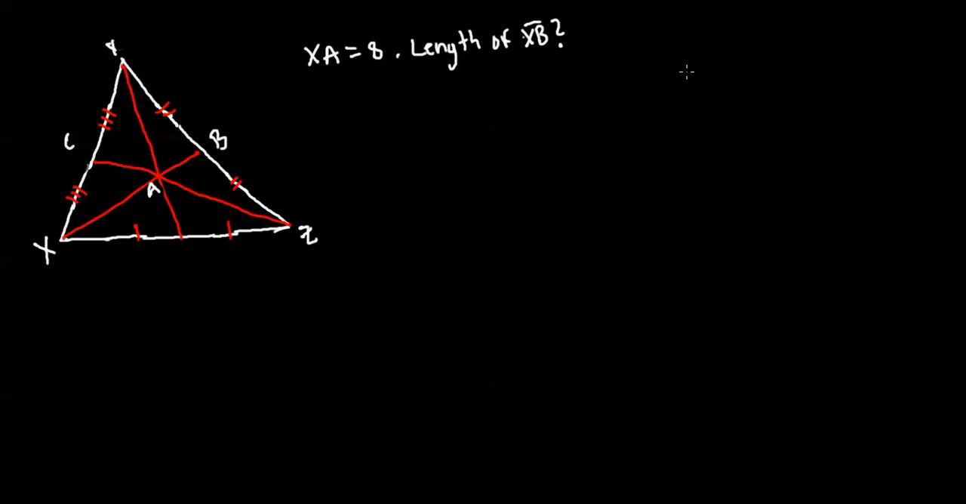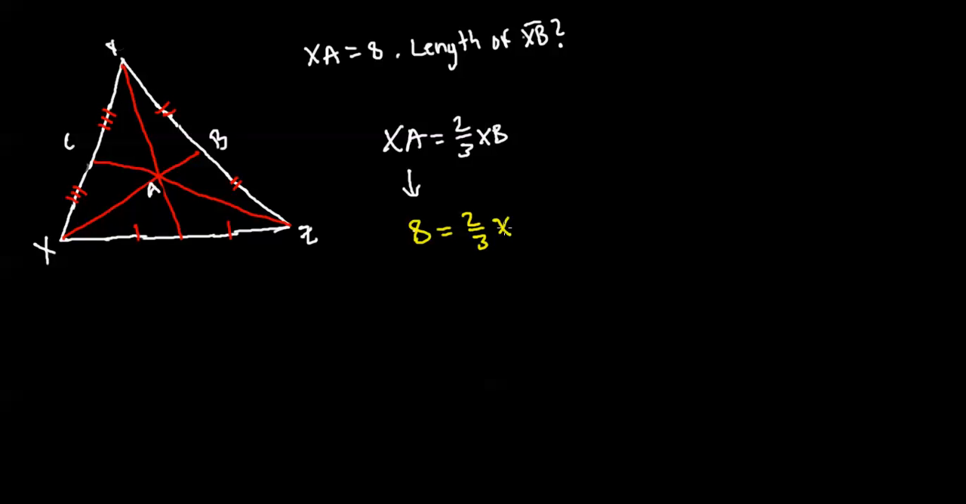Now we're going to look at an example that requires us to find the length of a median. In the diagram, XA equals 8, and we have to figure out the length of XB. When we look at the diagram, we can see that A is the centroid of triangle XYZ because it is the point of concurrency of the triangle's medians. So based on the concurrency of medians theorem, XA equals 2/3 XB. And because we know the value of XA, we can go ahead and substitute that in. So 8 equals 2/3 XB.